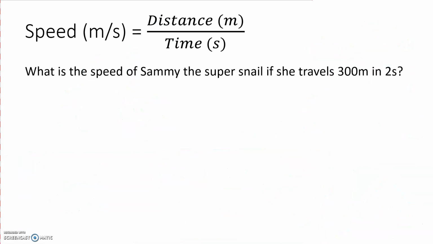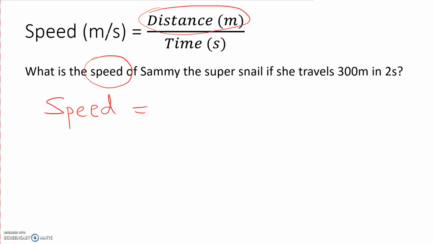Okay, so we now know our formula's speed in meters per second equals the distance in meters divided by the time in seconds. So let's imagine we've got our question about Sammy the super snail. She travels 300 meters in 2 seconds. Okay, all I need to do now is work out the speed of Sammy. Now speed is the thing I want to find out. I don't know it yet. So I'm going to write speed, just like it is in the equation, equals. Okay, I then need to look in my equation. I need to do the distance divided by the time.